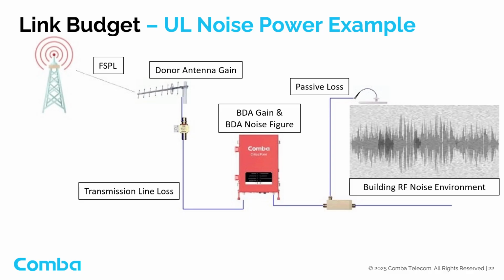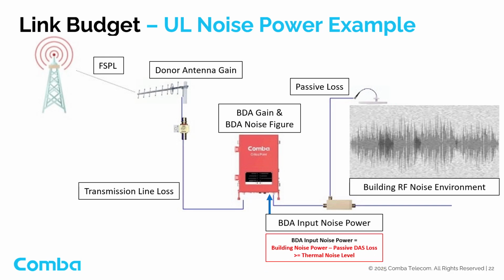To calculate the uplink noise power the radio tower site will receive from the BDA system, we need to break the calculation down into 3 separate pieces. First, we must calculate the BDA input noise power. Next, we must calculate the BDA output noise power. Finally, we can calculate the radio tower received noise power. To calculate the BDA input noise power, we can use the following formula.